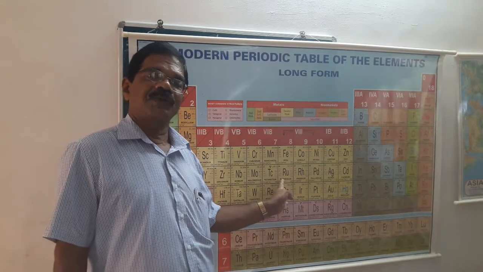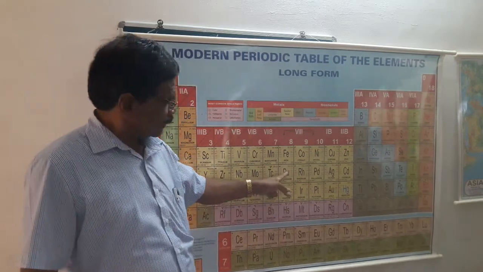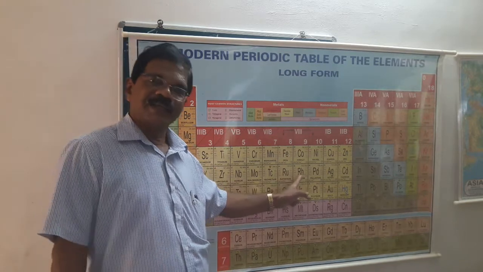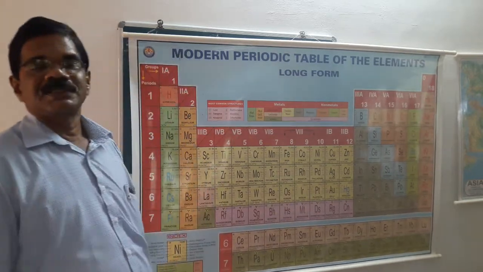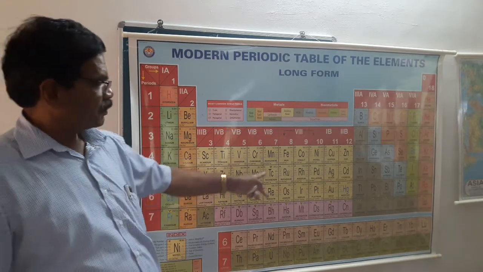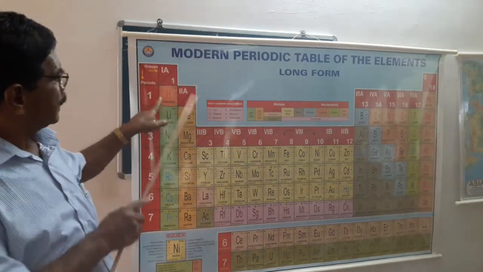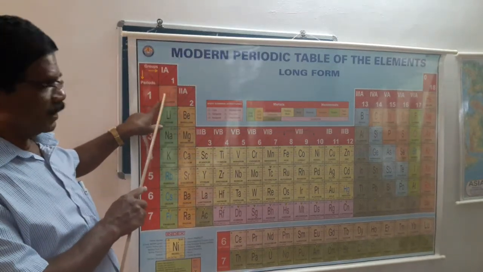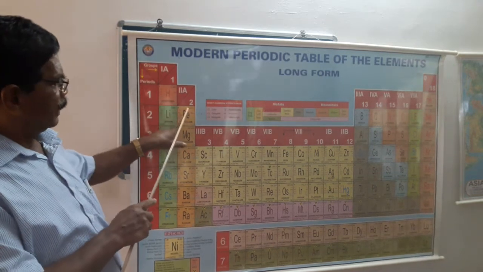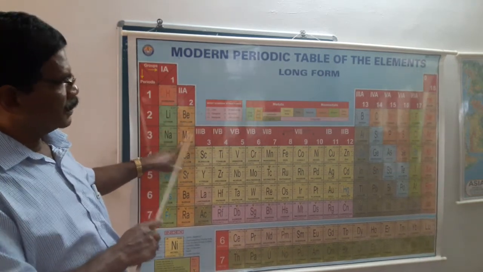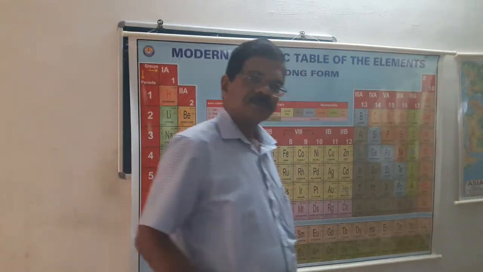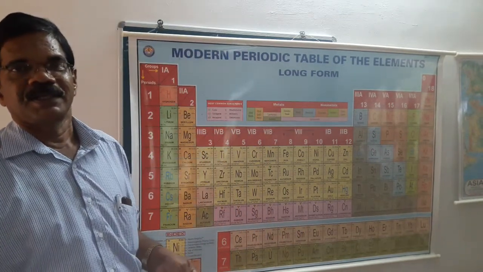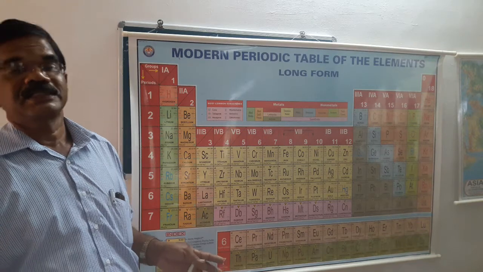Then the scientists allotted a separate room for each element. How did they fix the rooms for each element? Hydrogen is allotted this place. Beryllium is allotted this place. Magnesium is allotted this place. Sulfur is allotted this place. How does this allocation take place? That is our main point. That depends upon the structure of the atom.